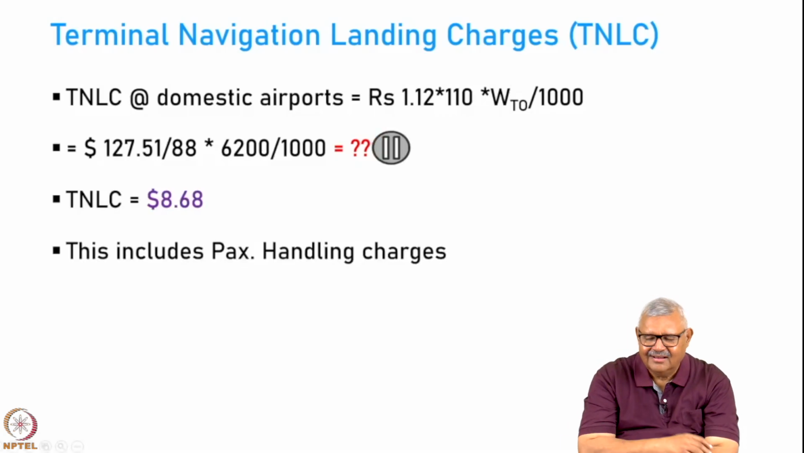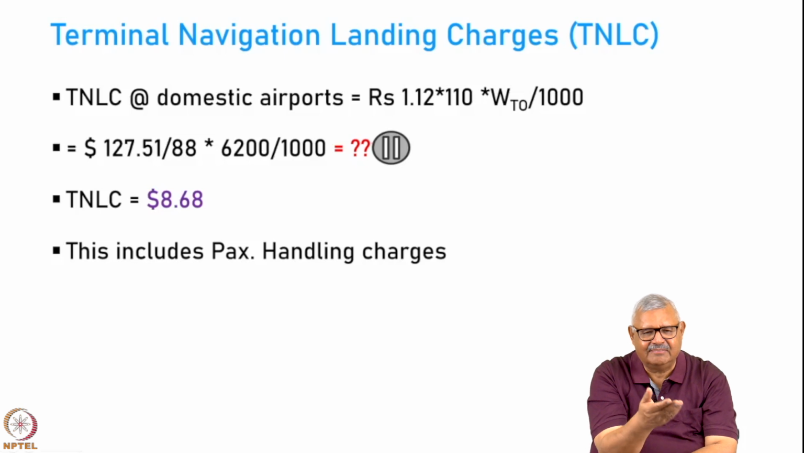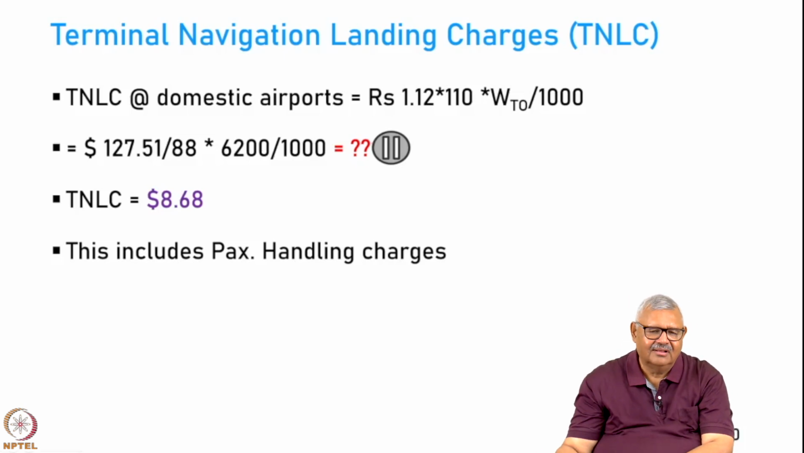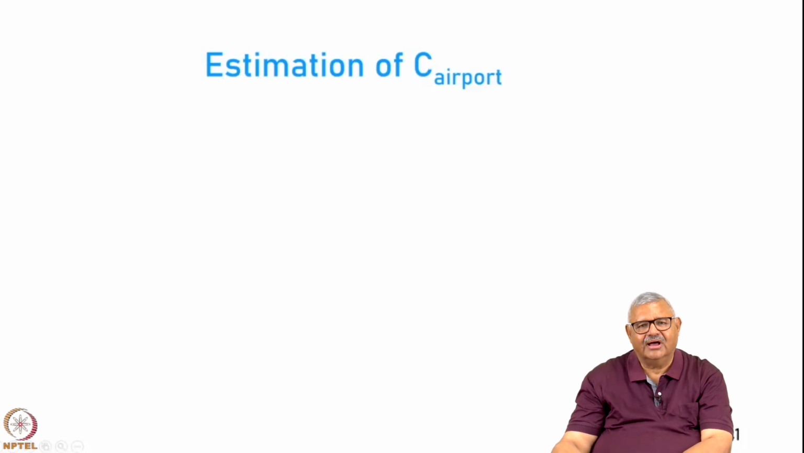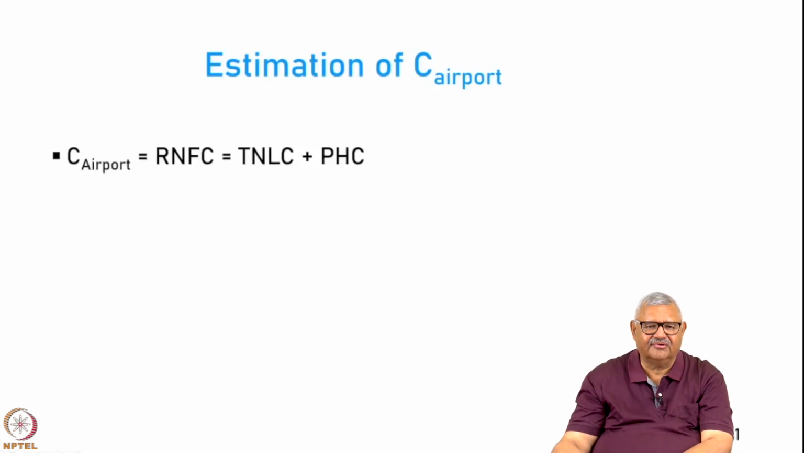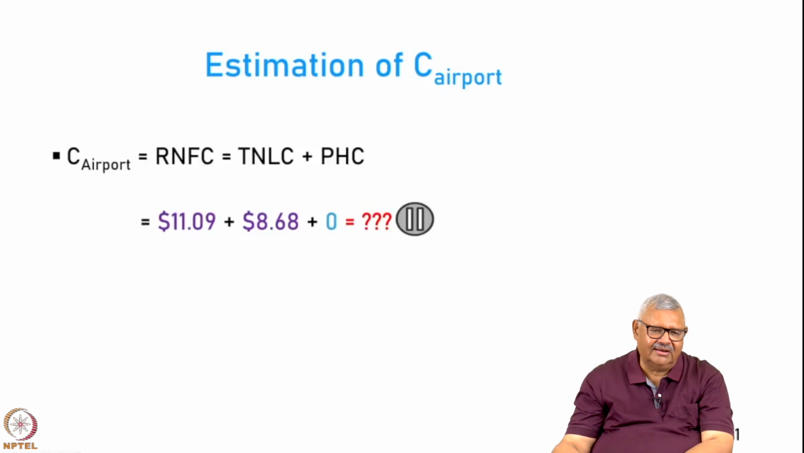Now, in India, I do not see a separate mention of Pakistan. So, I am assuming that we do not have anything additional. Okay, right. So, now if you look at the airport cost estimation, it will be the sum of all the three. So, it will be 11.09 plus 8.68 plus 0. How much will that be? Can you please calculate? That number will come to 19.77 US dollars.